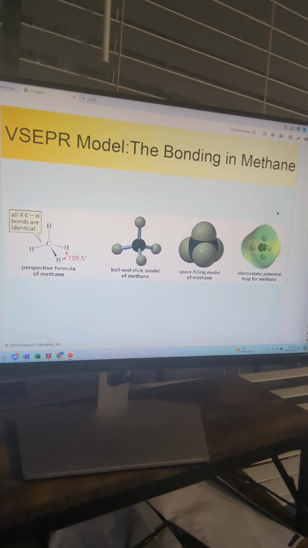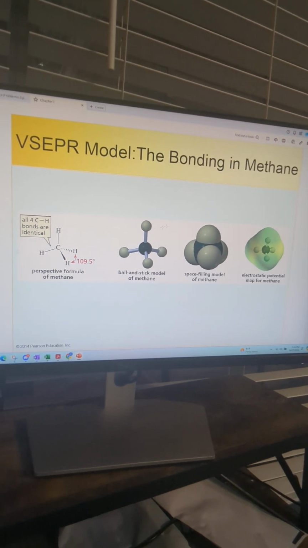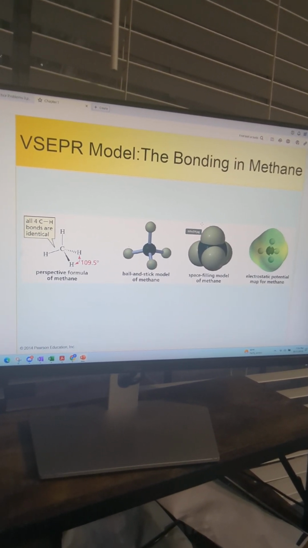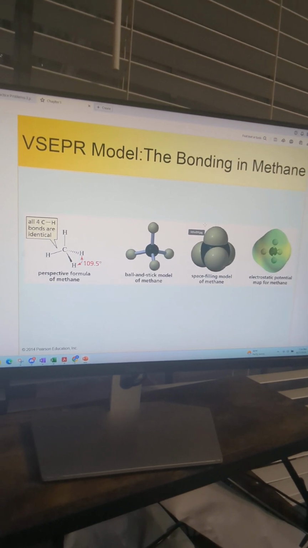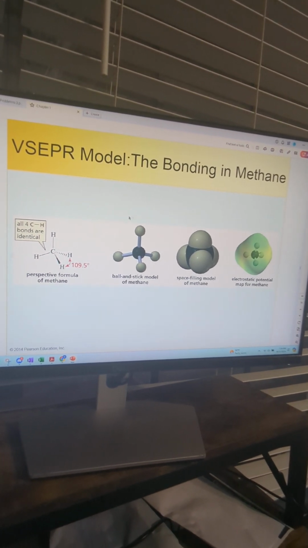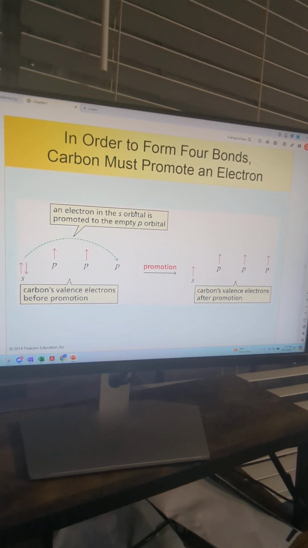Hi, this is the last part of the review of general chemistry, and we are going to talk about VSEPR theory. So, VSEPR theory talks about the bond angles, bond shapes, electron geometry, and the molecular shapes of the different molecules. Before we understand VSEPR theory, we should understand the concept of hybridization.